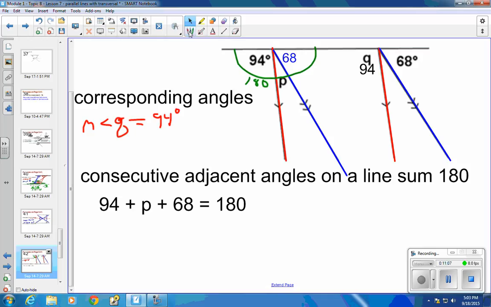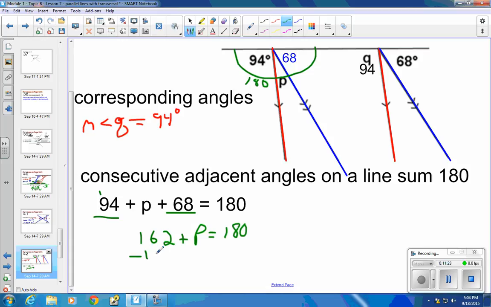So then you would add your like terms, so add the 94 and the 68. So 4 plus 8 is 12, carry the 1. That would be 10, plus 6 is 16, so 162, plus P is equal to 180. Subtract the 162 from both sides. And P is going to be equal to, we'll borrow 1 from the 7 and make that a 10. So that's an 8 and an 18 degrees. So angle P up here is 18 degrees.